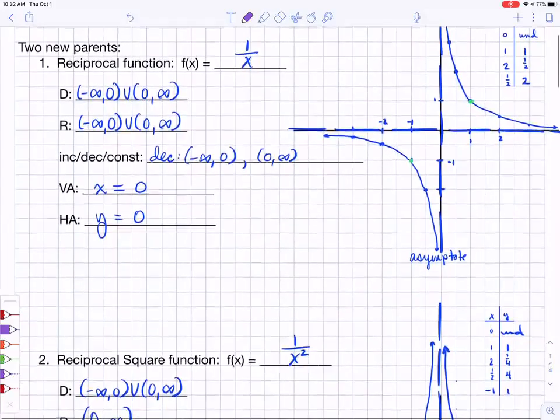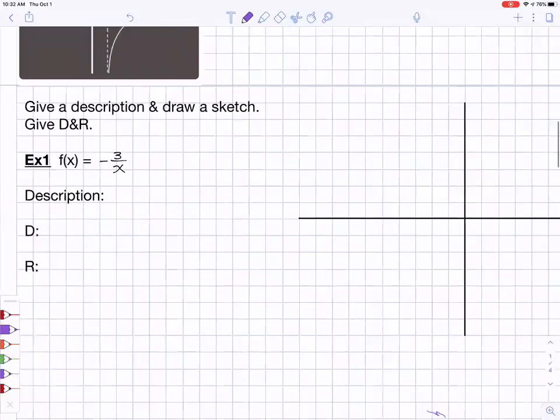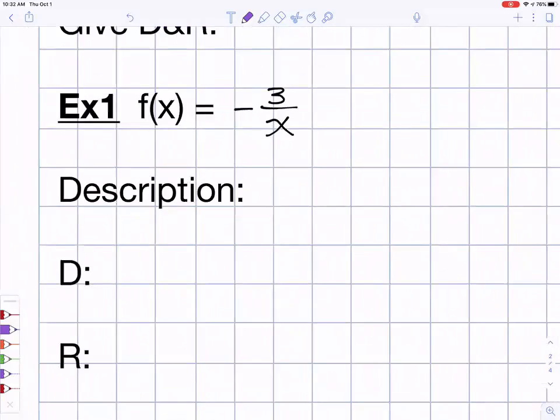But what's not like my parent? That 3. And the negative as well. But what am I supposed to do with that 3? Because you can't just magically turn a 1 into a 3. So what we're going to do first is take our function and rewrite it so that it actually looks like our parent, so that we know what to do with it. This is the same thing as -3 times 1 over x.